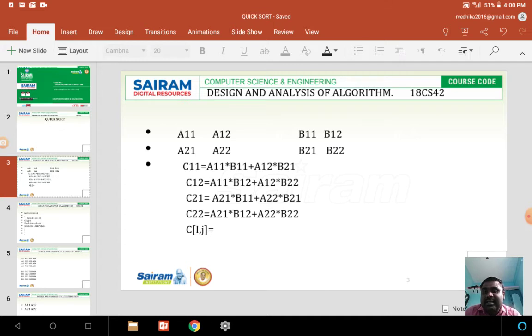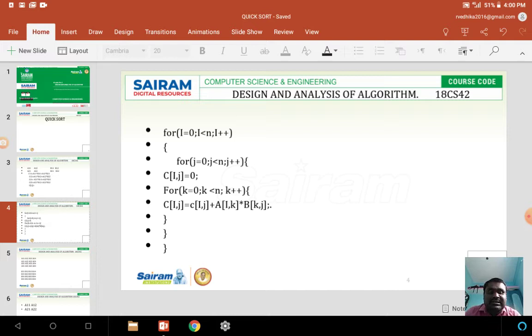Next I am going to use a simple algorithm to find the matrix multiplication. I am using 3 loops. For i equal to 0, i less than n, i plus plus, followed by for j equal to 0, j less than n, j plus plus. Next I am initializing C of i,j equal to 0, because if a variable on the left hand side is used on the right hand side, then I have to initialize it. So accordingly I have initialized the C variable.